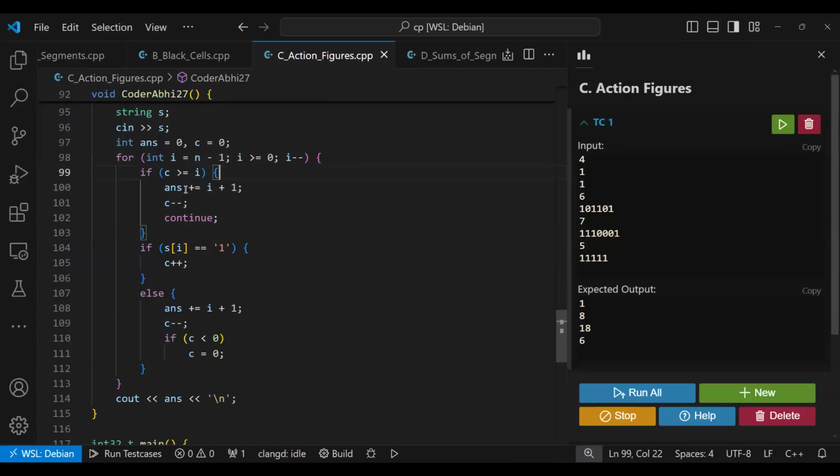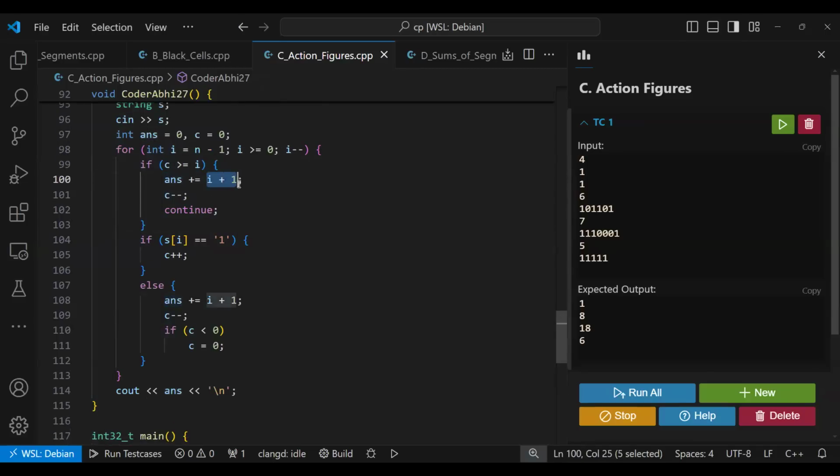If c is greater, then to the answer I would add I plus 1, because I'm taking 0 base. So on the ith day, the cost is I plus 1. I would add that cost and do c minus minus and continue. This is the case when the difference between free and not free items is exceeding the I. So I can write directly a break here or just add all the remaining sum to my answer. So that is one case.